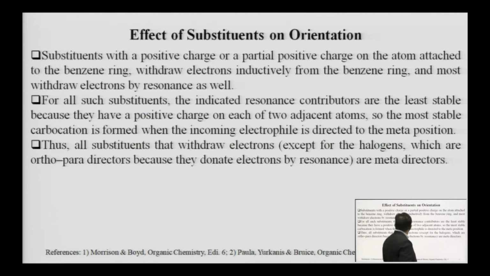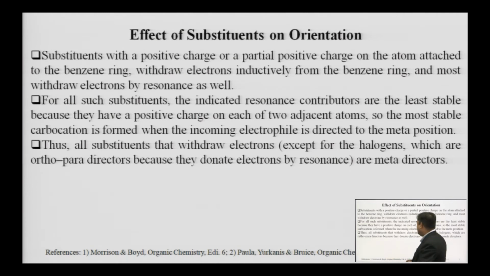So, again, if a substituent has a positive charge or partial positive charge on the atom attached to the benzene ring, it can withdraw electrons inductively, and it can withdraw electrons from benzene by resonance also. So, for all such substituents, the indicated resonance contributors are the least stable, because they have a positive charge on each of two adjacent atoms, as we have discussed in the previous slide.